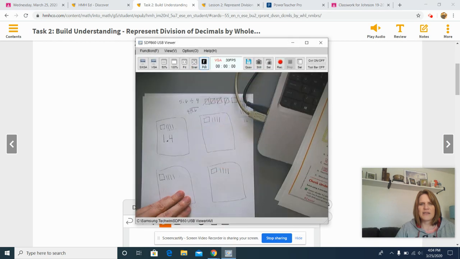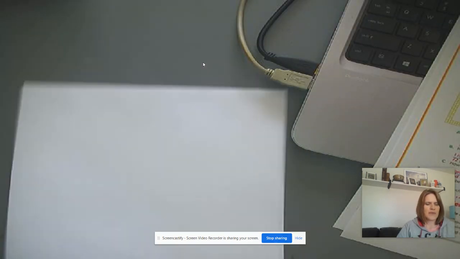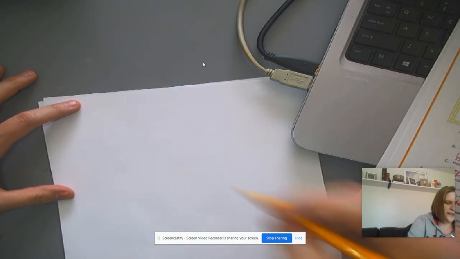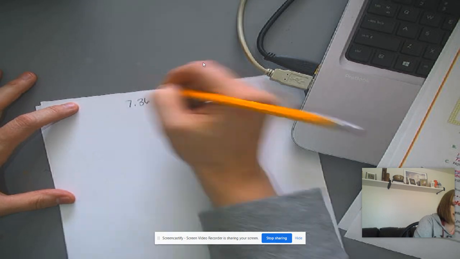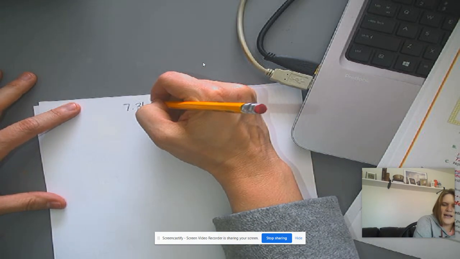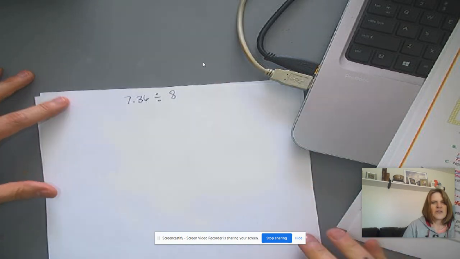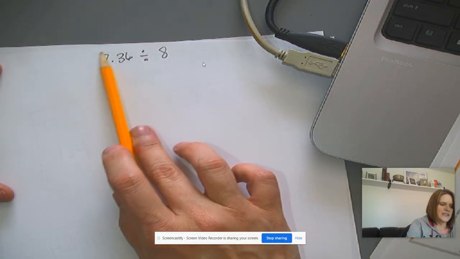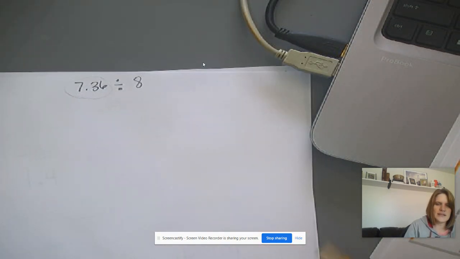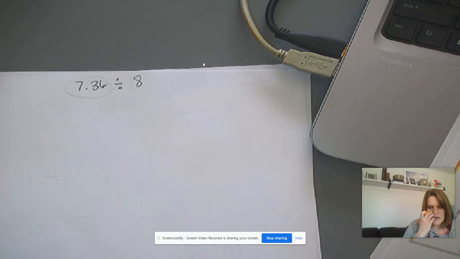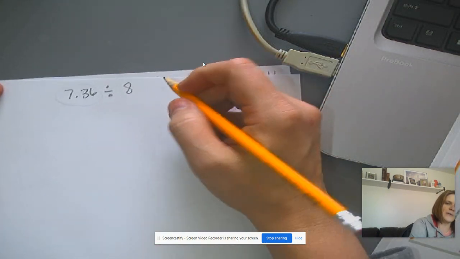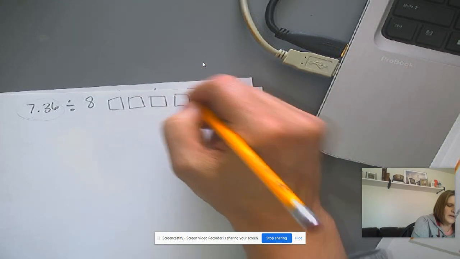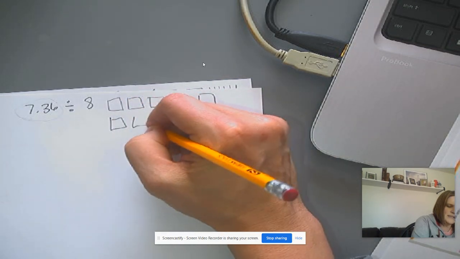Okay, come back to my document camera. So what are we dividing? We're dividing 7 36 hundredths of an ounce divided by 8. So what are we actually doing? Let's draw a model because that's what they want us to do, draw a quick model. So how do we represent our wholes? We represent them with flats. 2, 3, 4, 5, 6, 7.